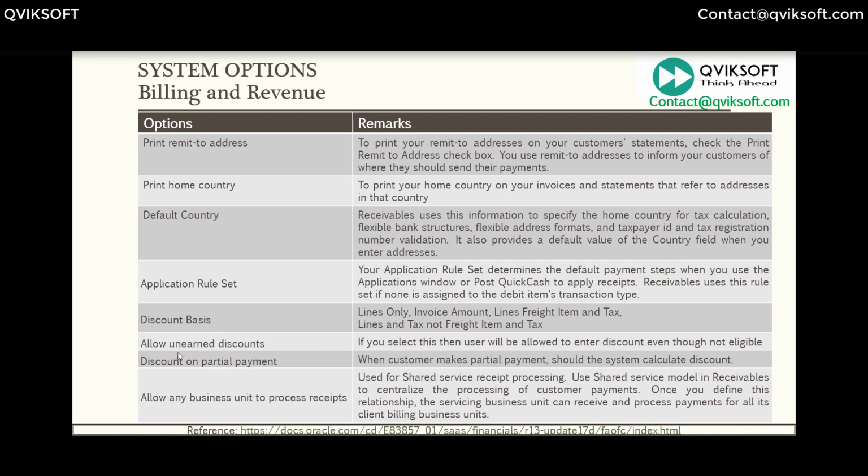Unearned means there is no discount eligibility for the customer, but at a receipt level I specifically want to give some discount. If you enable this one, then the system will allow you to give unearned discount. Discount on partial payment. Now this is another thing you have to choose. If the customer makes a partial payment, do you want to give him discount?